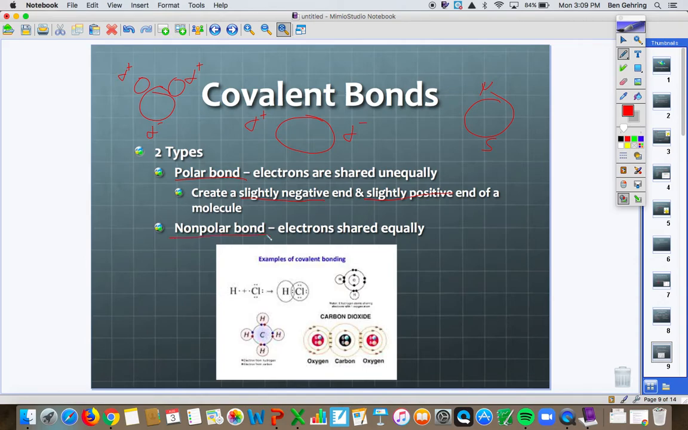Nonpolar bonds don't have this difference. These are like, think of twins that share things equally, twins that get along and share things equally. What's yours is mine, what's mine is yours, everybody's happy. So nonpolar bonds are shared equally, and so because the electrons are dispersed evenly, the charges stay the same, and it's all there.